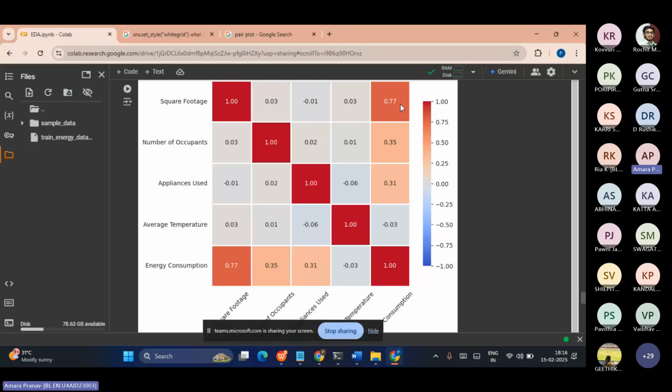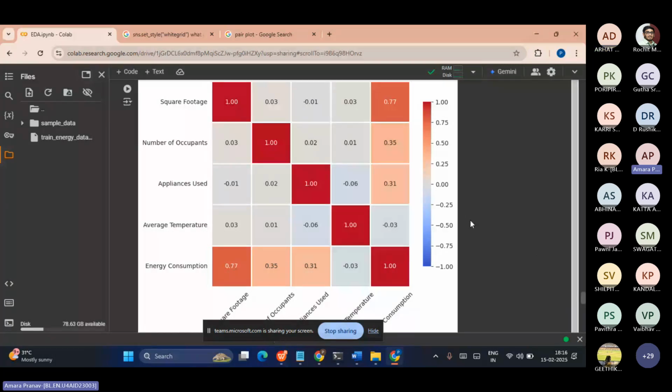Any questions? I have a question. Yes. Why are there negative values in the heat map?